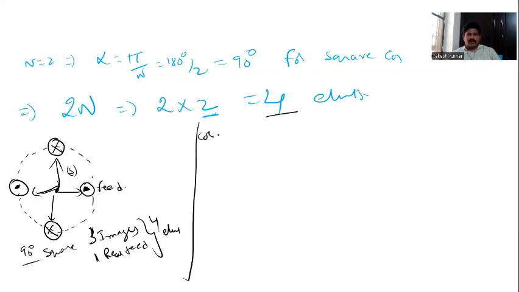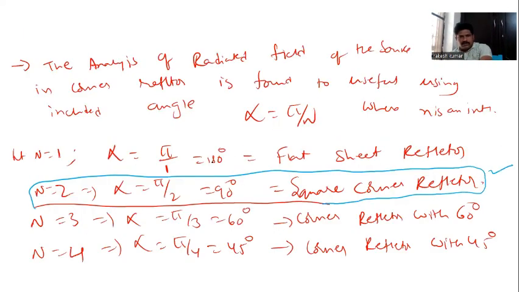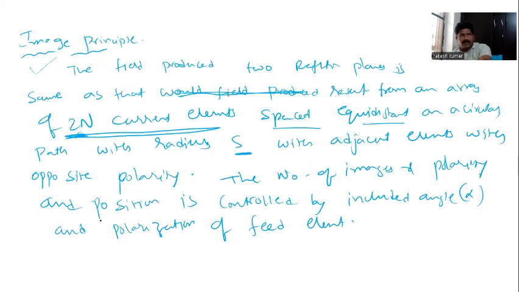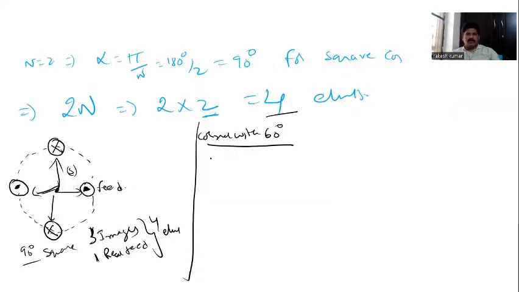Let us consider the corner reflector with 60 degrees. The value of n is equal to 3. So total how many elements would be there? 2n current elements, that means 2 into 3 is equal to 6 elements.